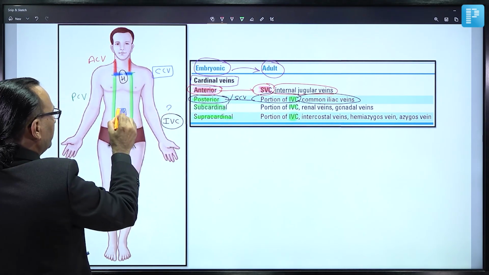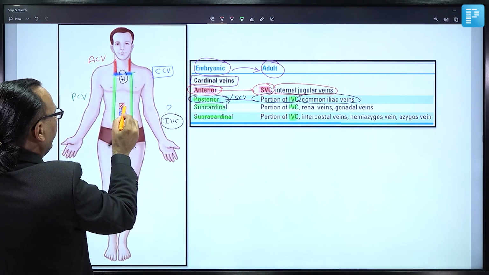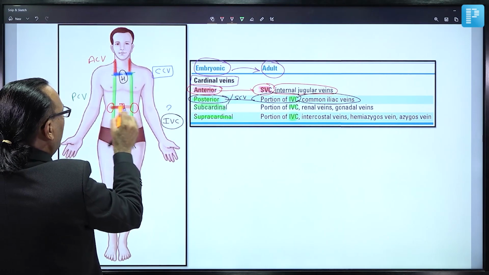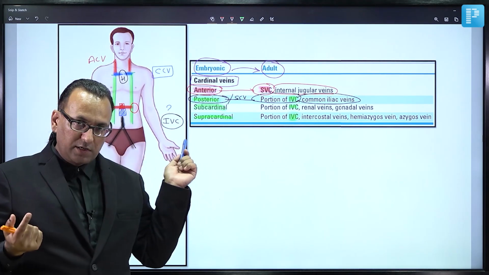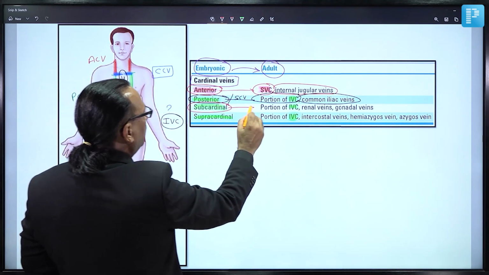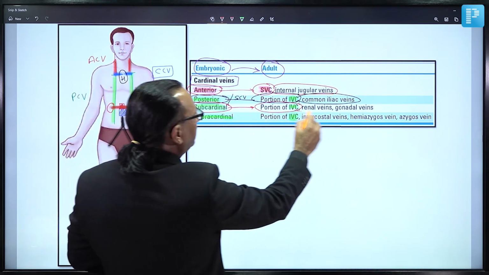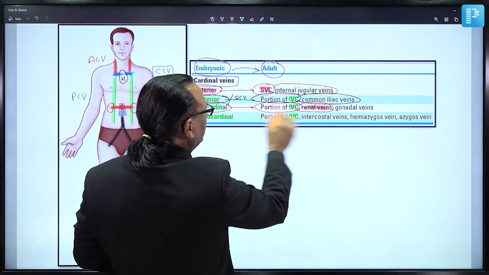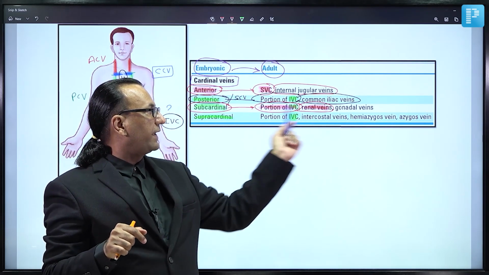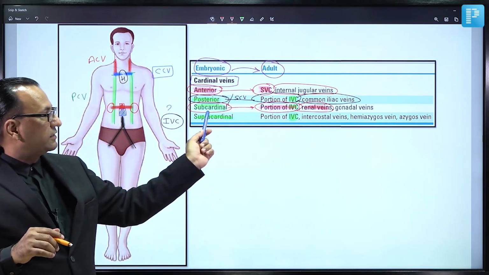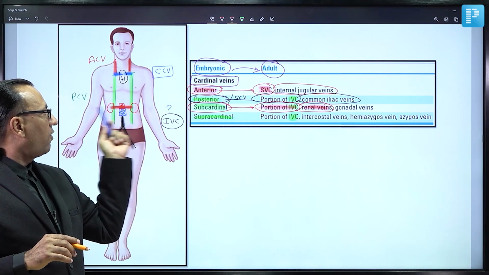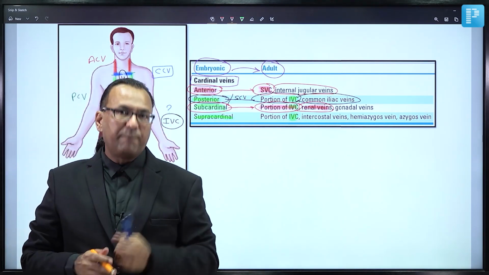But if it comes to the renal portion of the inferior vena cava, the renal veins draining the kidneys, that area is contributed by the subcardinal veins. So here you can see the subcardinal veins contribute to the renal portion of the inferior vena cava, also the renal veins as such. The gonadal veins are also coming from here, which drain into the renal vein, which will drain into the inferior vena cava, related with the kidneys. So the renal segment of the inferior vena cava, the renal veins, and the gonadal veins are all coming from the subcardinal vein embryologically.